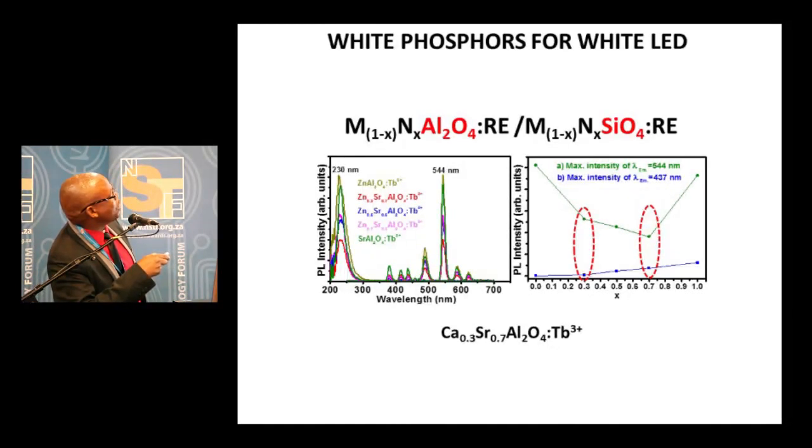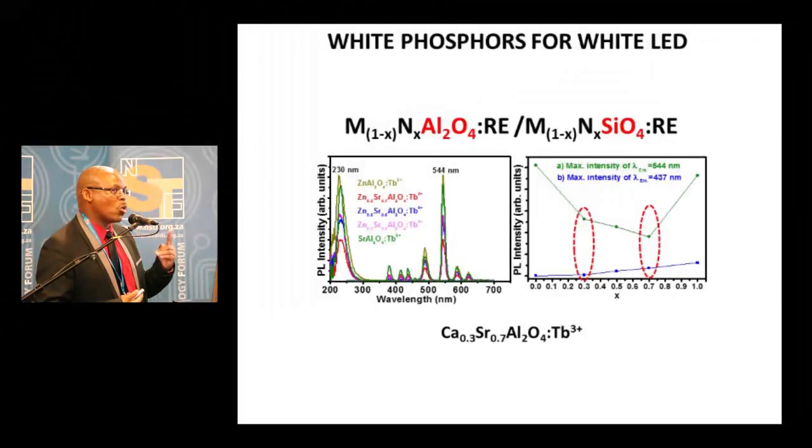We mixed aluminates and silicates here. You can have two metal ions, mixing them together. By mixing them together, you can in fact tune the emission color of your material. For example, if you look at terbium, it emits green normally, but now there are chances that you can get blue, you can also get red. So this is an example of a material where you can actually get red, green, and blue simultaneously, and then you have one host phosphor.